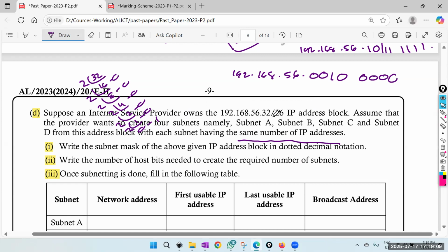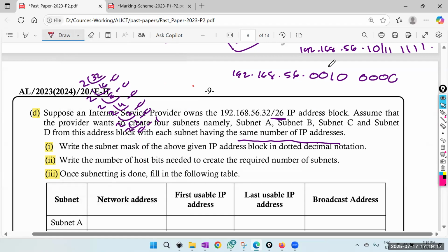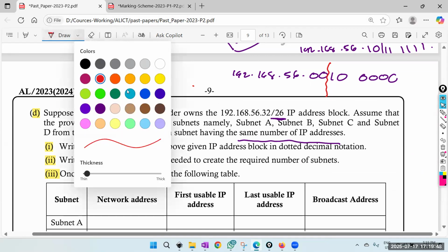Now /26 means 8, 8, 8, that's 24, and 2 more bits. This is where the separation starts. So this block is available to the ISP provider. From this block, you can create one big network. But rather than creating one big network, what they want to do is create four subnetworks. So therefore, you need to borrow bits from this side. How many bits would you need to borrow?